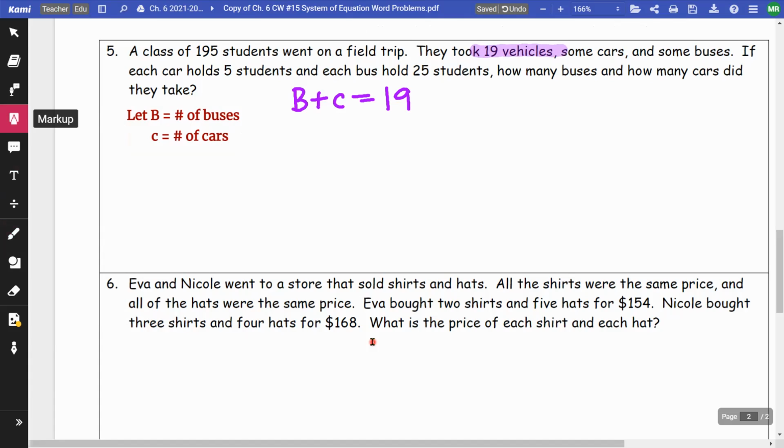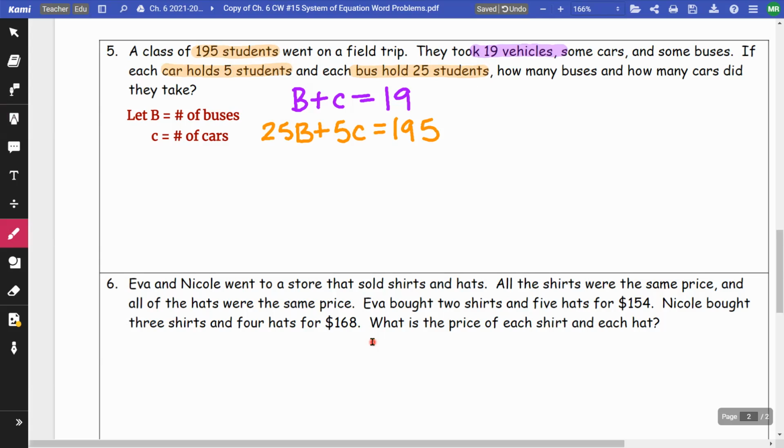For my second equation, I know there's 195 students total. Each car holds 5 students. Each bus holds 25 students. So my buses hold 25. So I'm going to go 25 students times B buses plus the cars hold 5 students, so 5 times C, number of cars, is equal to 195.